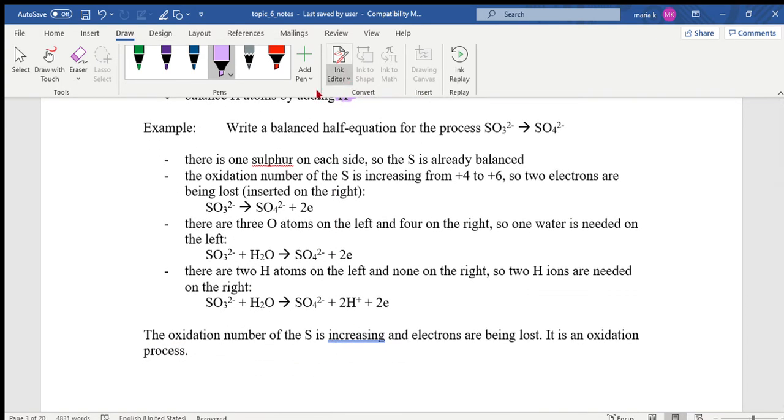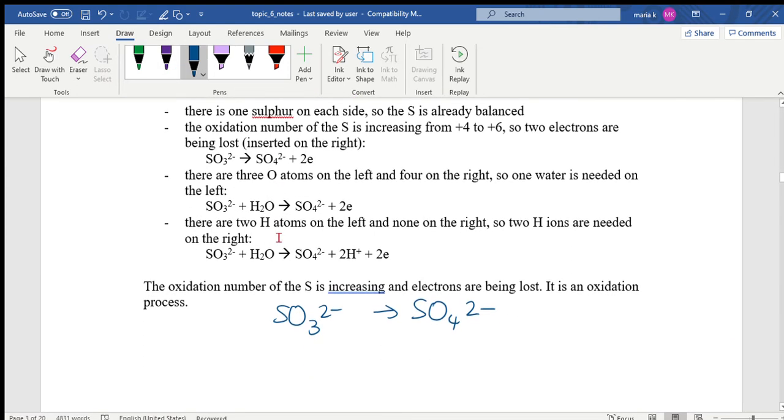So let's take a look at this example here. Write a balanced half equation for this process. I'm going to draw it right here at the bottom. So there we go, it becomes sulfate 2-. Let's count the sulfurs. Sulfur is on both sides. Now here there are 3 oxygens and here there are 4.